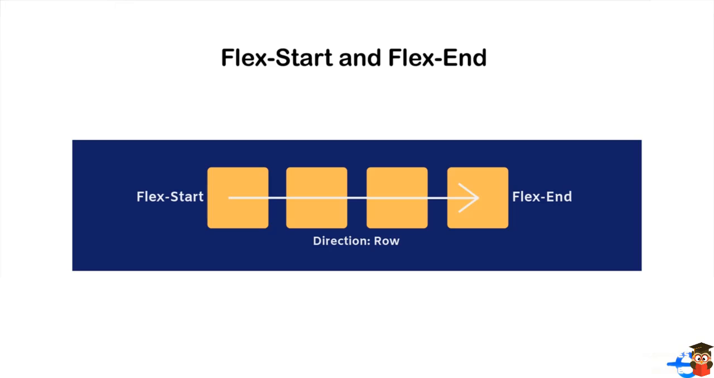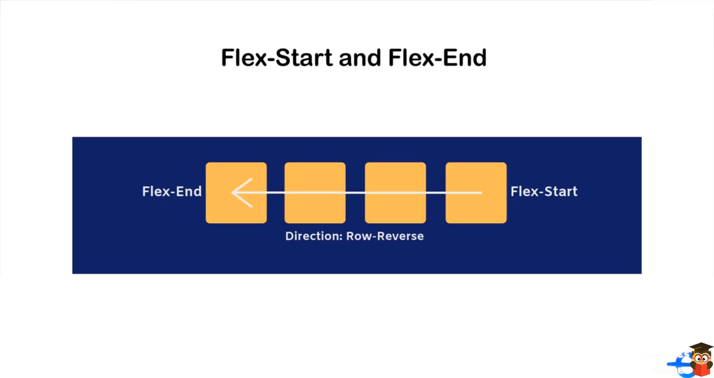The flex layout has a start and an end point. Based on the direction, there can be different start and end points. Let's say we have this flex layout with direction row. In this case, flex start will be on the left hand side and flex end will be on the right hand side. Similarly, say we have this flex layout with direction row reverse. In this case, the flex start will be on the right hand side and the flex end will be on the left hand side.